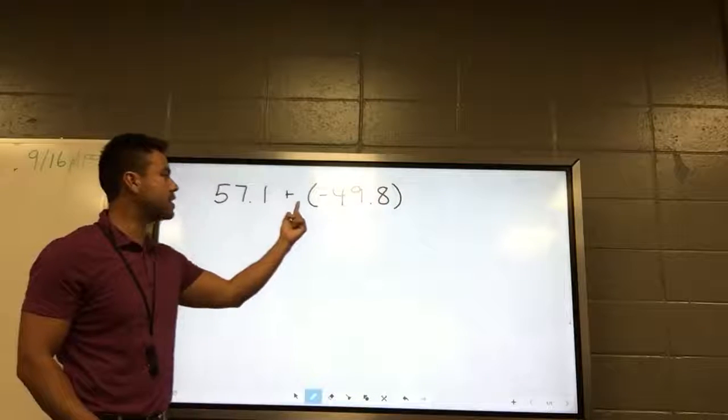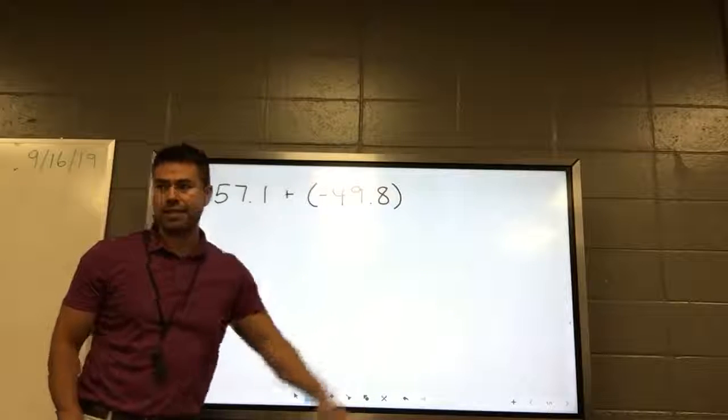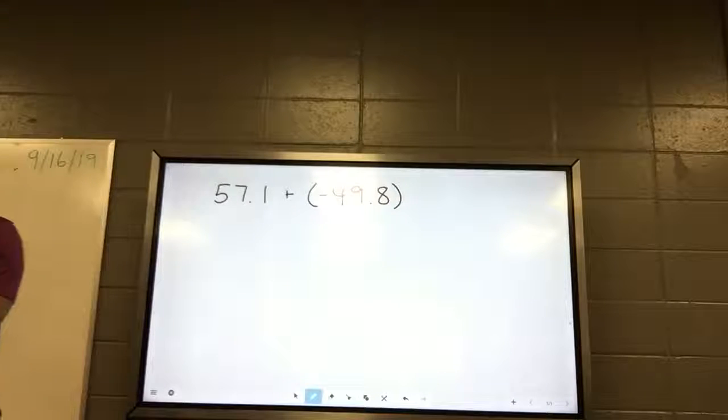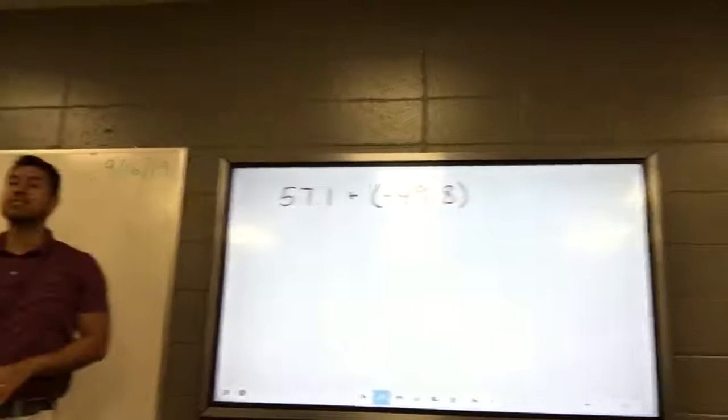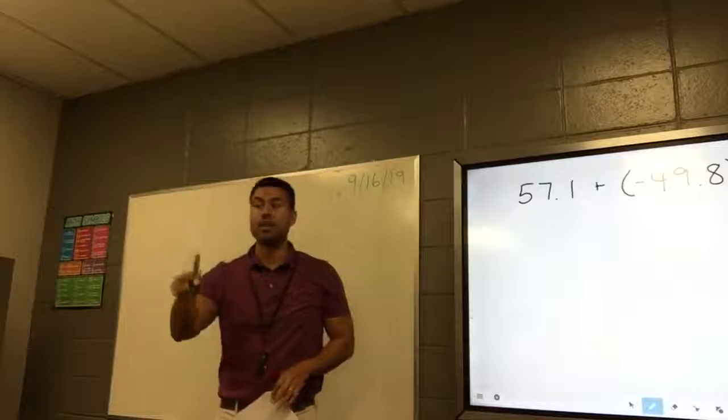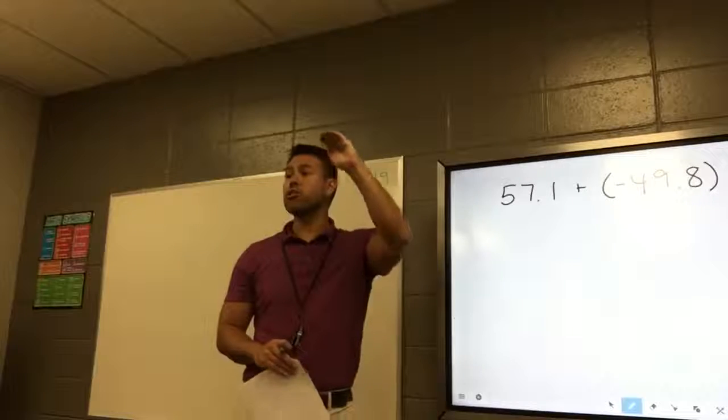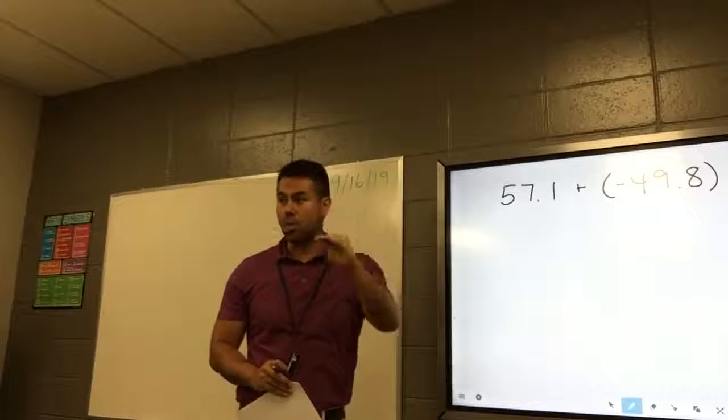57.1 plus negative 49.8. You are adding a positive and a negative. So what do you do? You actually subtract. You subtract the larger absolute value and the smaller absolute value.